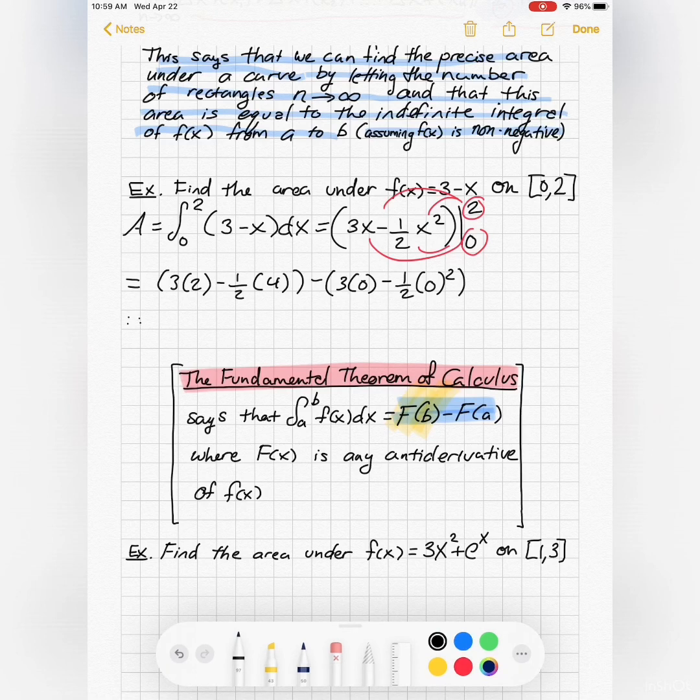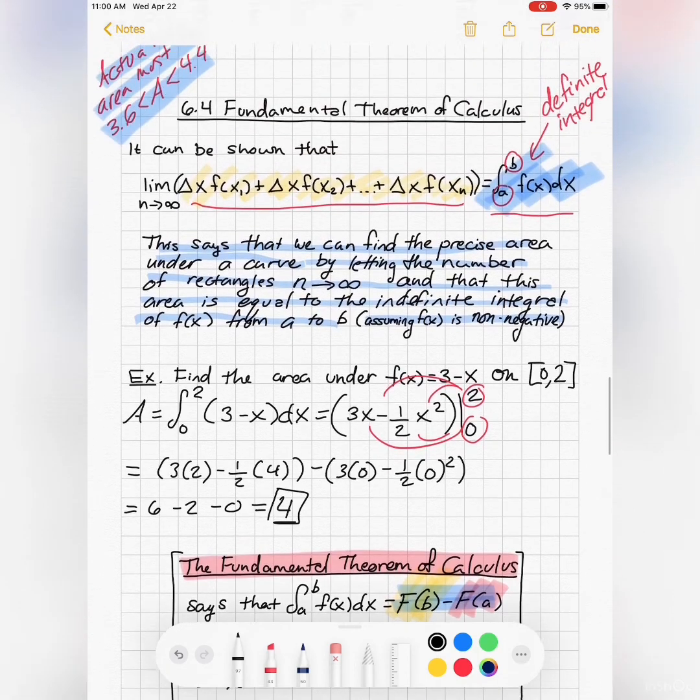And so that's this piece, okay? So that's the fundamental theorem of calculus, but it's actually pretty simple. Now I just evaluate, so what's that, 6 minus 2 minus 0? So that means that the actual area under that line between 0 and 2 is 4. Does that make sense?